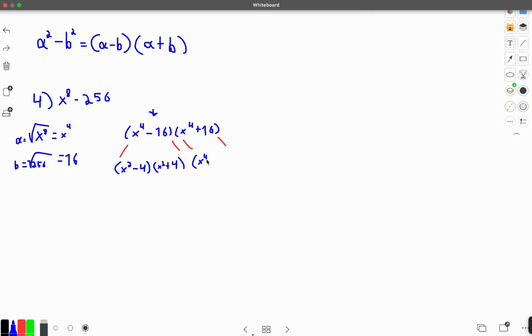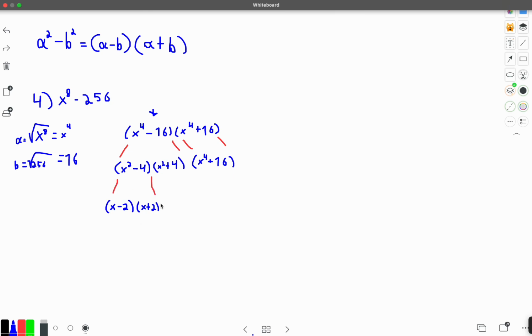And can you guys recognize anything else with this answer? We again have x to the power of 2 minus 4, which is again a difference of two squares. So x to the power of 2 minus 4 can be split into the square root of x squared, which is just x, and the square root of 4, which is just 2. So x to the power of 2 minus 4 will split into x minus 2 and x plus 2. So again, we get two sets of parentheses out of this one set over here.